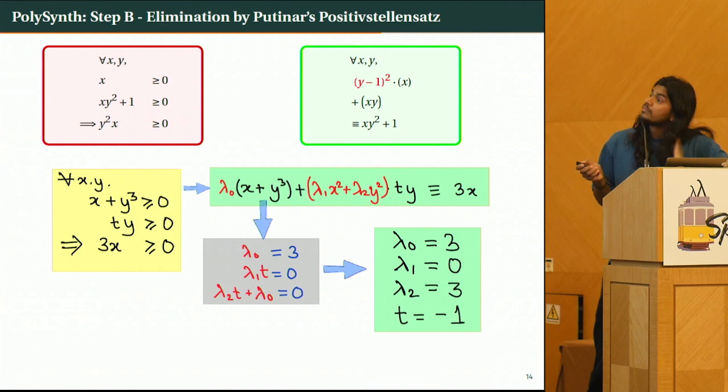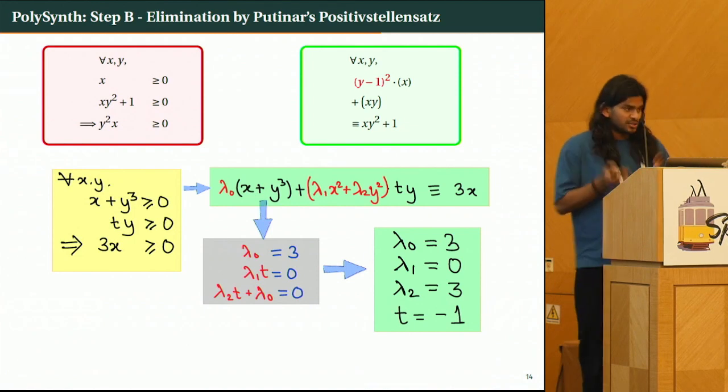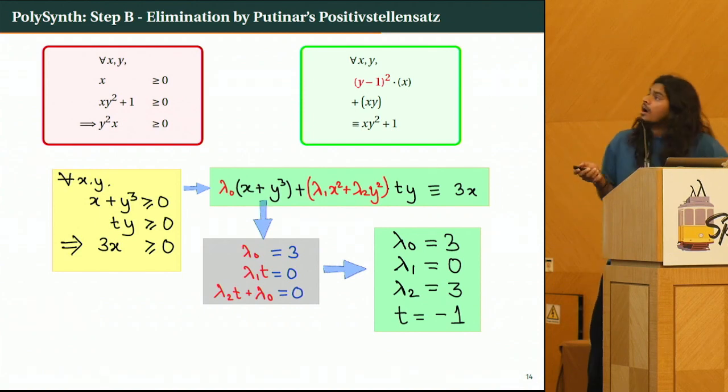And the reason for that is because I'm only multiplying by SOS, and sums of squares are positive by default. OK, so here's another example. Let me go through it. So (x plus y) cubed is non-negative, and y is non-negative, which implies 3x is non-negative.